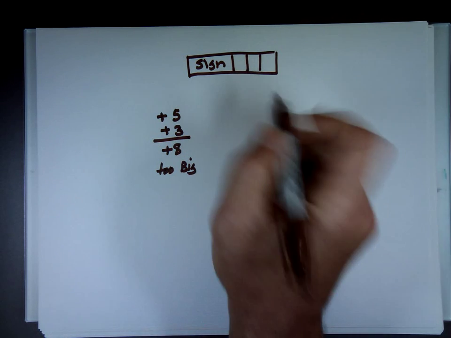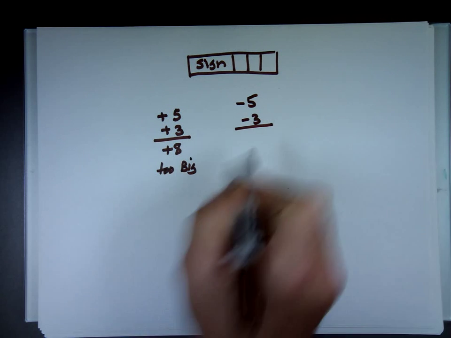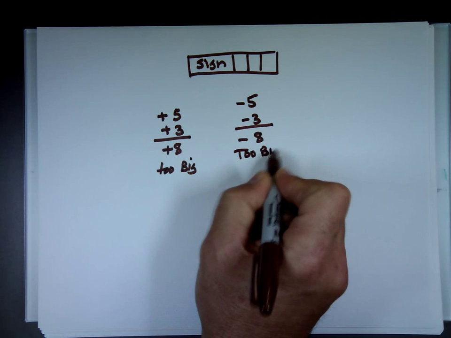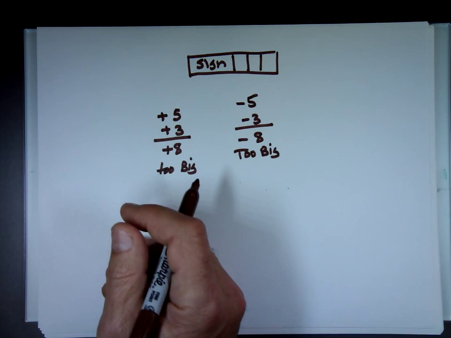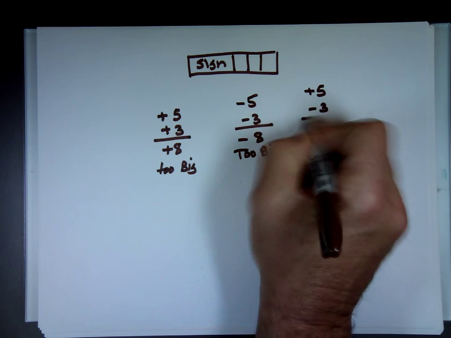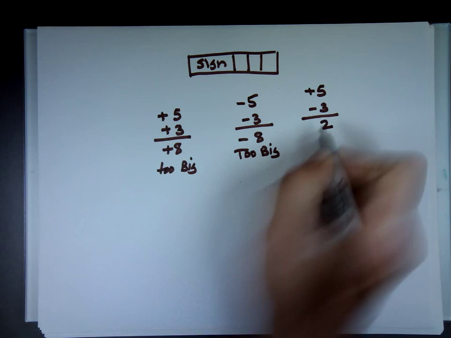Can I do minus 5, minus 3? Negative 8. Too big. So when the two numbers have the same sign, I have a little problem. Now, if they have different signs, I'm okay. Because what's that number? Minus 2. How about plus 2? Yeah.